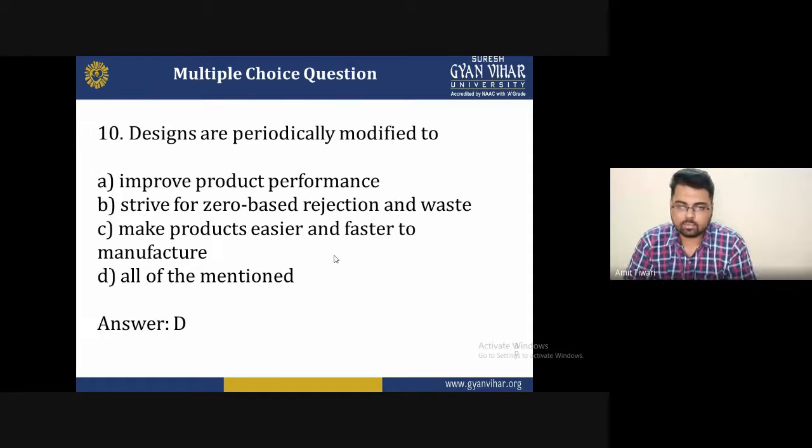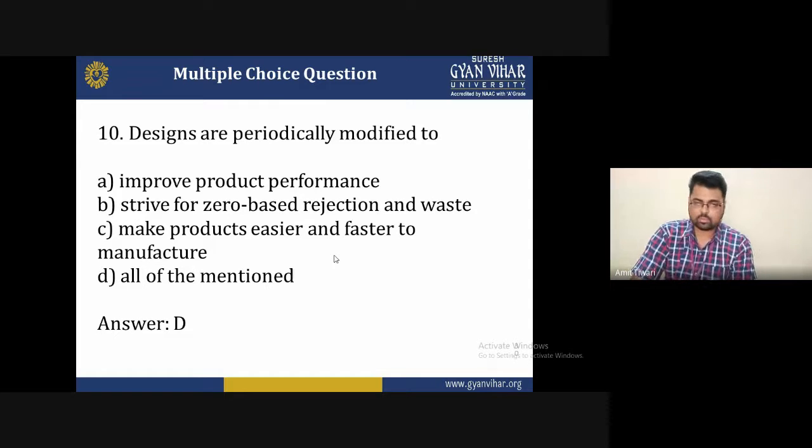Designs are periodically modified to: A, improve product performance; B, strive for zero-based reduction and waste; C, make product easier and faster to manufacture; and D, all of the mentioned. So the correct answer of this question is D, all of the mentioned. These are all options under the category of design modification.